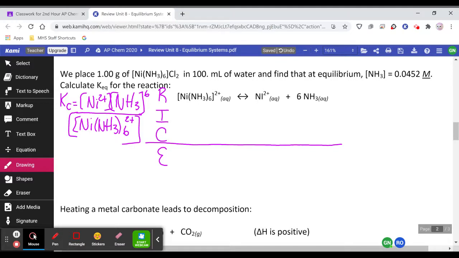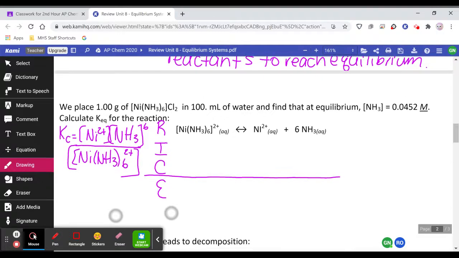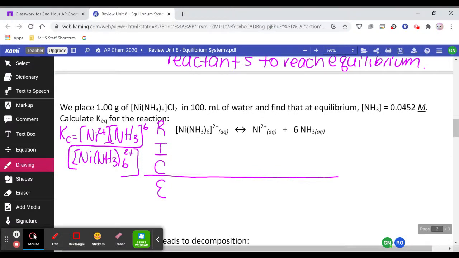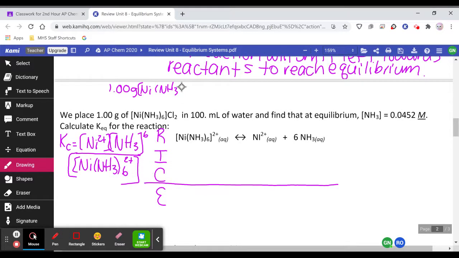Okay, and so we're going to have to figure out these concentrations. And so they tell us that we have 1 gram. So I'm going to have to use that to find moles, use the size of my vessel to get molarity. So I'm going to actually do that little dimensional analysis work above. So we're starting out with 1 gram of our NiNH3.